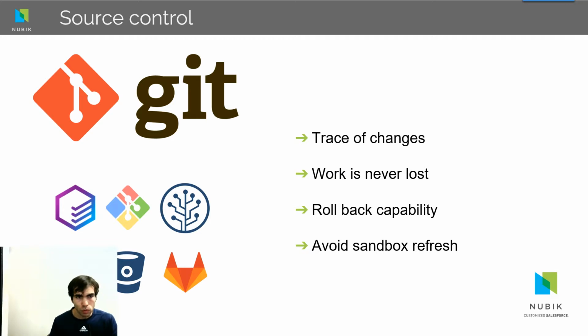Rollback capability. Well, if you have Git, you can go back to a previous commit, and since Blue Canvas controls the synchronization between that Git repository and the organization, basically you will be doing a rollback in the organization as well. And also we can avoid sandbox refresh.